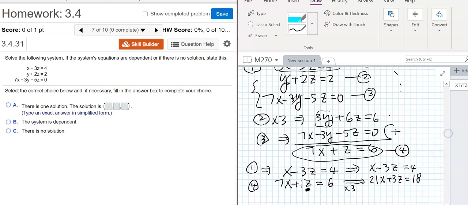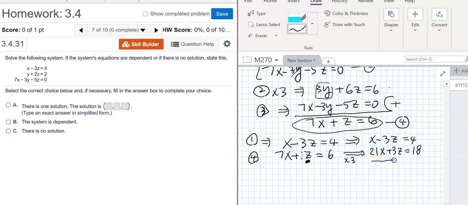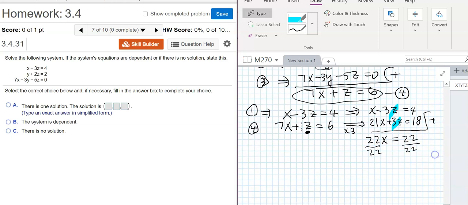Okay. So now I add these two equations. So 3z and 3z get canceled. So I have how many x? 22x equal 22. So divide by 22. X equal 1.